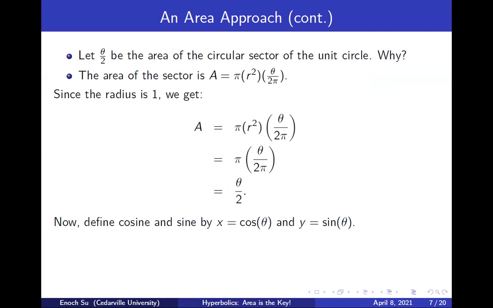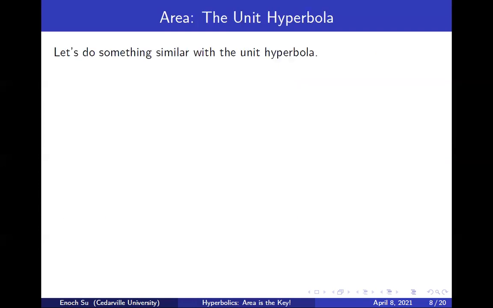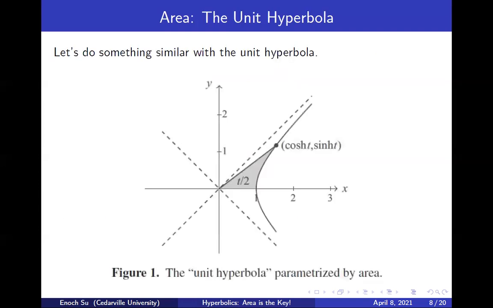And remember, back in previous slides, we defined x equals cosine theta and y equals sine theta. So now notice the argument of the functions cosine and sine, theta. And look at the area, theta over 2. We see that the pattern here is that the argument for the trig function is twice the area of the sector of the unit circle. This seems to be pretty interesting. And now that leads us into doing something similar for the unit hyperbola.